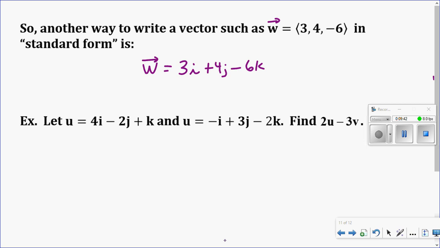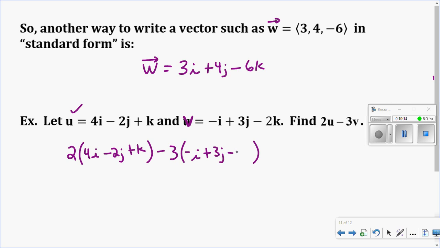Okay, so you're going to see operations. So let's say I've given you u and v, and we want 2u minus 3v. So the long way to do it is to be like, oh, I want 2 times 4i minus 2j plus k. So that's 2u, because this was u. And then minus 3 times, oh, look, I have u twice, so this is going to be v. Minus 3v. So v is negative i plus 3j minus 2k.